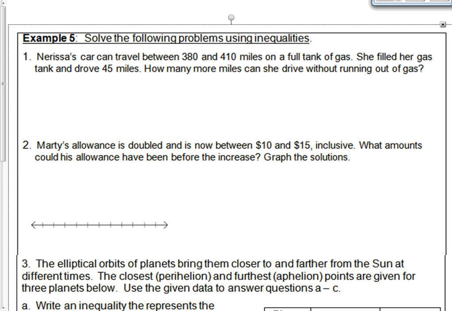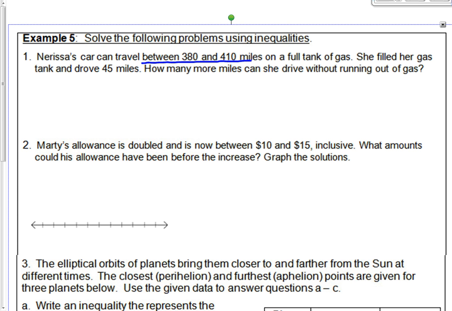Okay, just a couple of word problems out of these. Looking at number 1: this car can travel between 380 and 410 miles on a full tank of gas. Whenever they say between, they're telling you it's an "and" problem. She filled her gas tank and drove 45 miles. How many more miles can she drive without running out of gas?